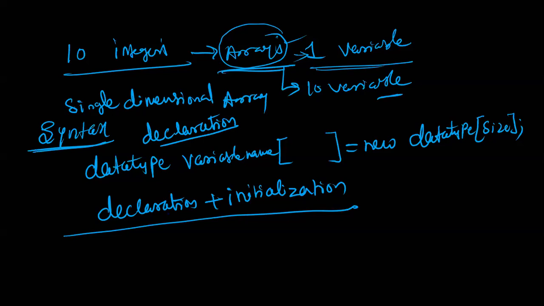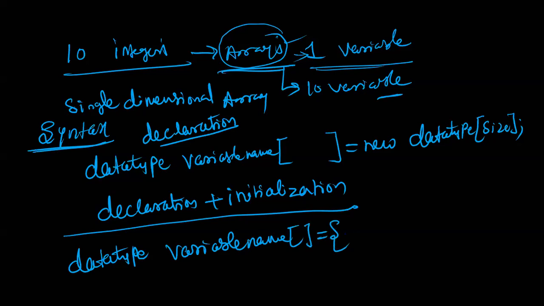So declaration plus initialization, how it should be: data type, any data type, variable name and subscripts is equal to, open the bracket. Here you can write, for example, value 1, value 2, and so on, value n. This is the declaration: data type, variable name, along with the values. Next, I will give an example, because an example is very important, you can understand.